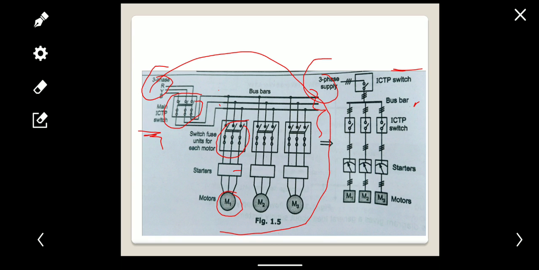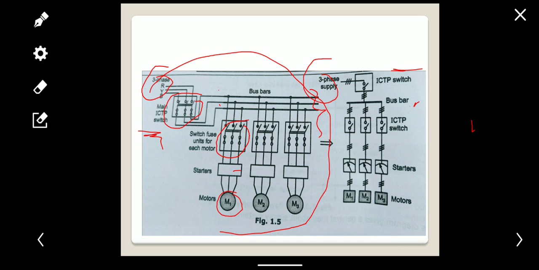Then the bus bar is connected to the ICTP switch, that means the motor switch. The motor switch is connected to the starter, and then the starter is connected to the motor. The setup for the number of motors is the same, connected through the bus bar. So this is the multi-line diagram.